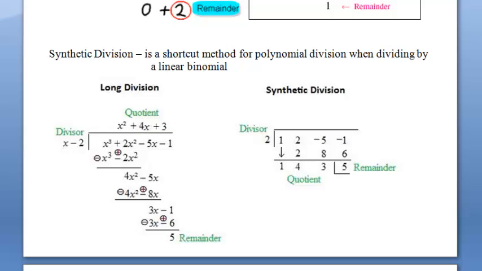I think you'll probably like synthetic division better, but it's important to know how to interpret your answer because 1, 4, and 3 are the coefficients in my answer, so I need to write them out. I started by dividing a cubic equation, so my answer is going to be a quadratic equation, and that's why it goes down one level. So that's why I would have 1x squared plus 4x plus 3 with a remainder of 5.